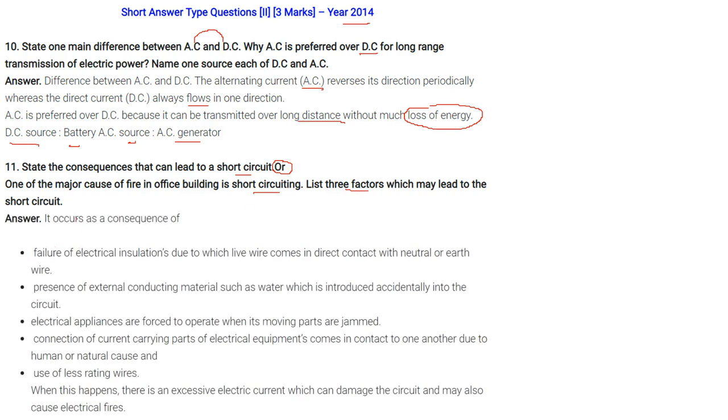So short circuit may occur because of failure of electrical insulation due to which live wire comes in contact with neutral or earth wire. Presence of external conducting material like water which is introduced accidentally in the circuit. And electrical appliances are forced to operate when their moving parts are jammed. Connection of current carrying parts of electrical equipments come in contact with one another due to human or natural causes, or use of less rating wires. So when this happens, there is an excessive electric current which can damage the circuit, and this can cause electrical fires.